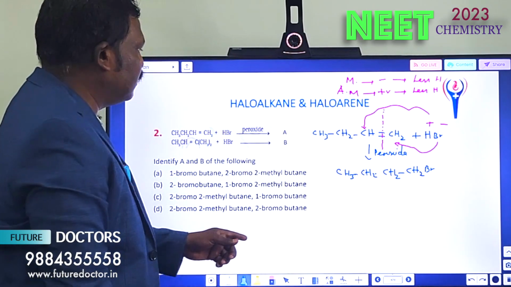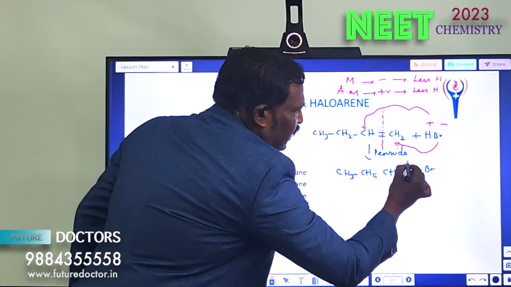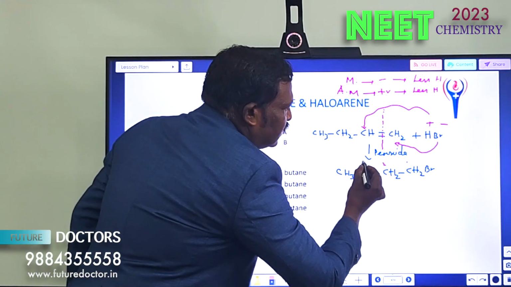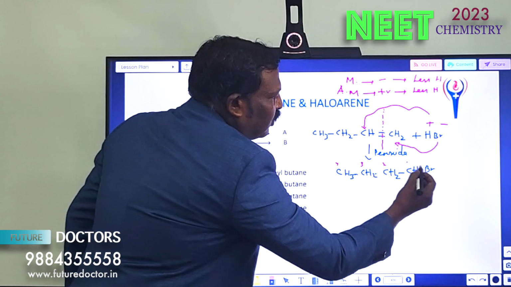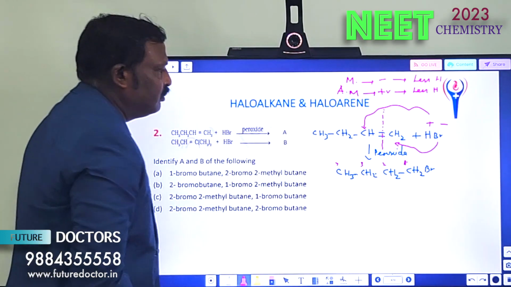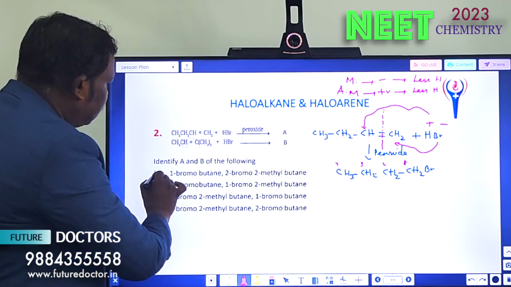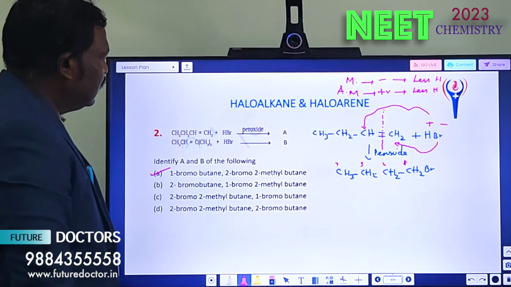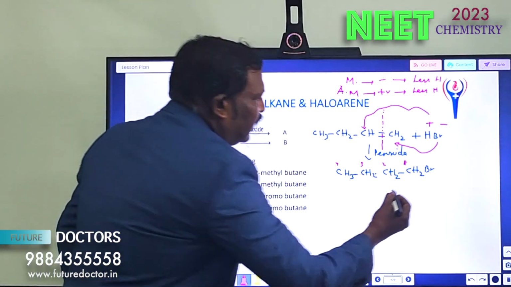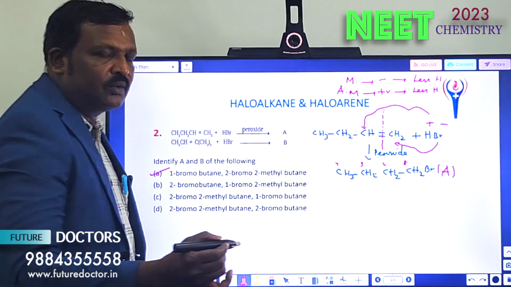What is the name of the compound? This is carbon 1, this is 2, this is 3, this is 4. Carbon 1 has the bromine. So it is 1-bromobutane. See, 1-bromobutane. So maybe this is the answer. This is option A only, we found A. Now go to B.